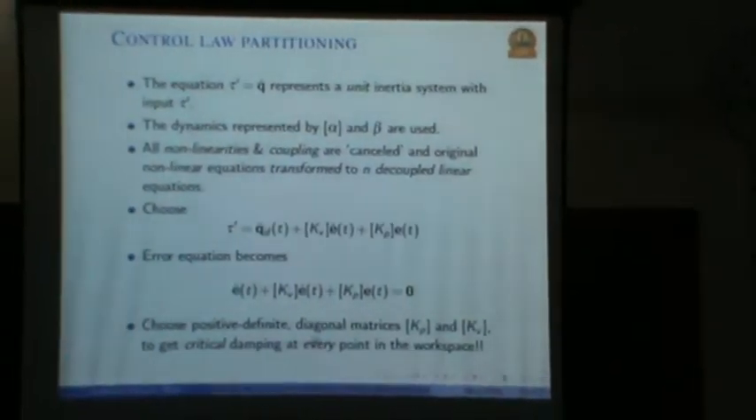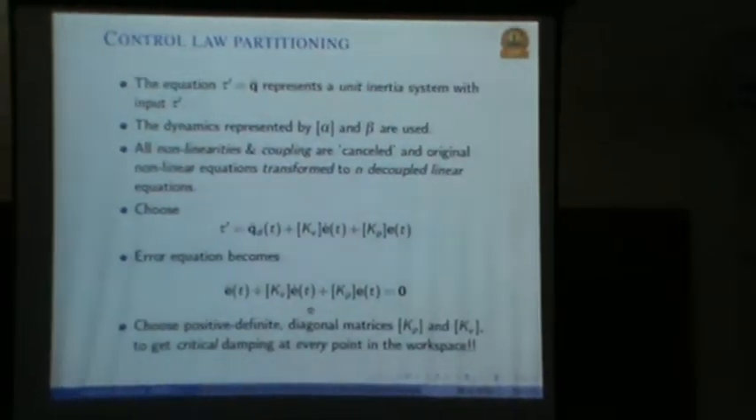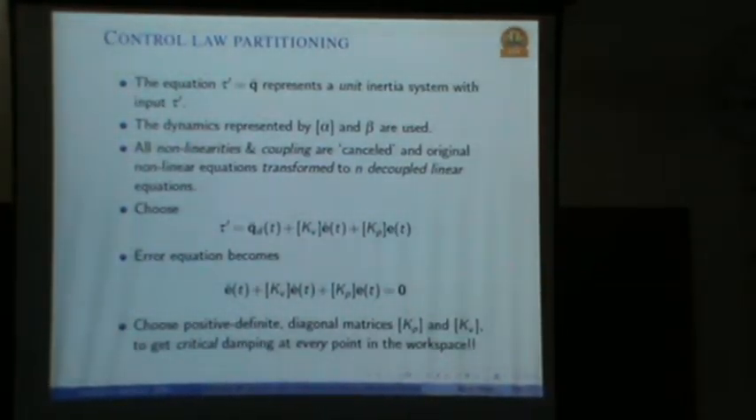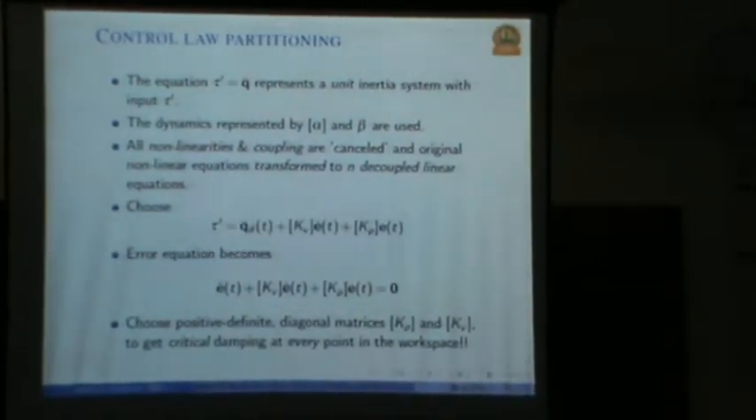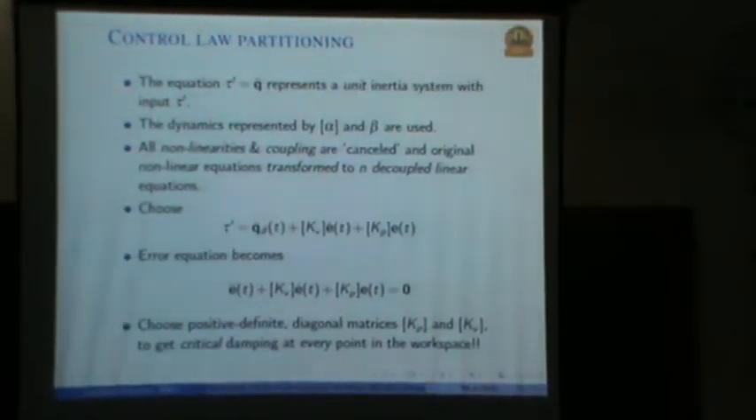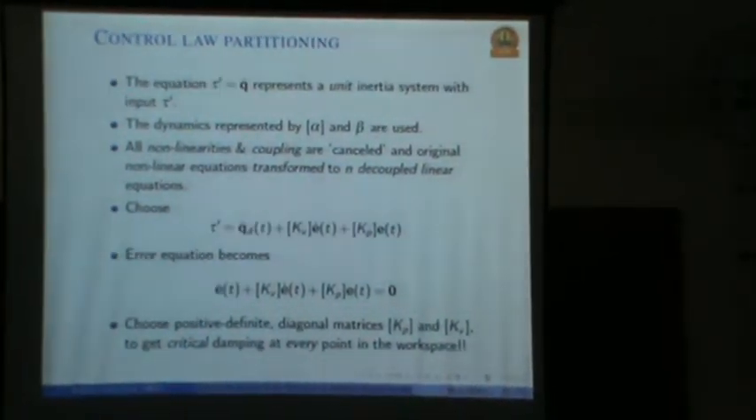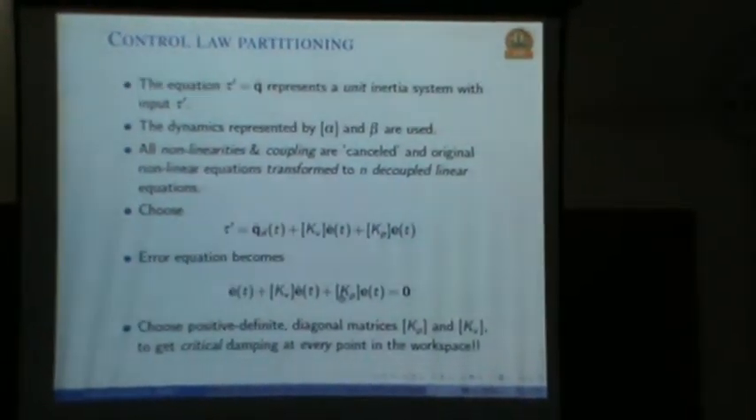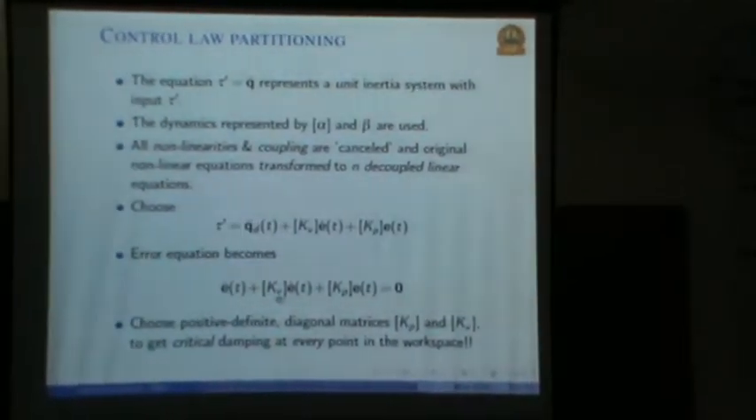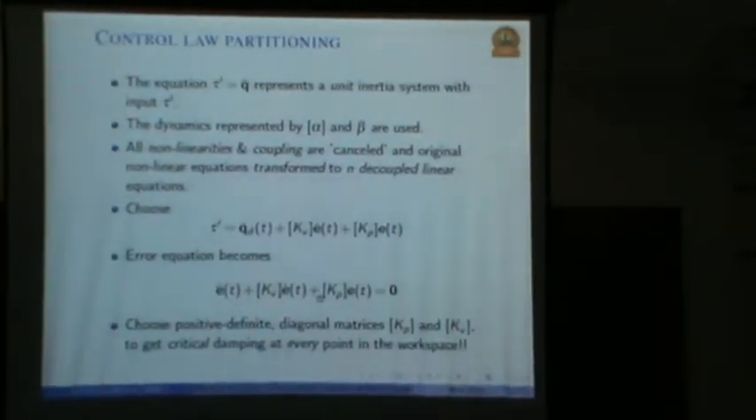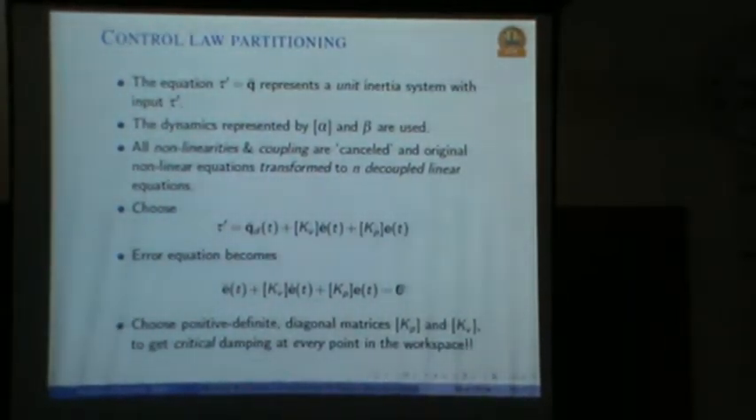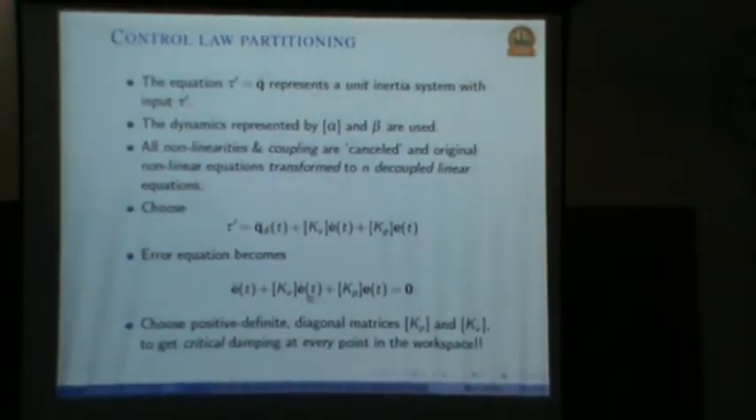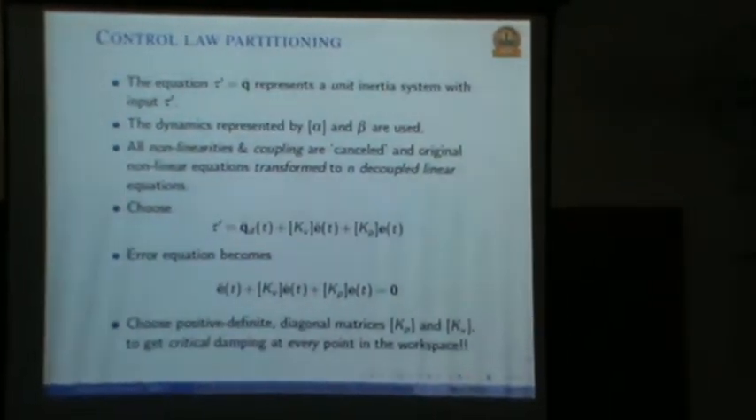And the error equation is a simple linear decoupled error equation, which is why I said in the computed torque scheme, ideally, if everything cancels out, I know the model exactly, I will get a linear error equation. Now, if you have a linear error equation, I can choose Kp and Kv. So this is like x double dot plus 2 psi omega n x dot plus omega n square x. I can choose Kp and Kv to give whatever psi I want and whatever natural frequency I want.